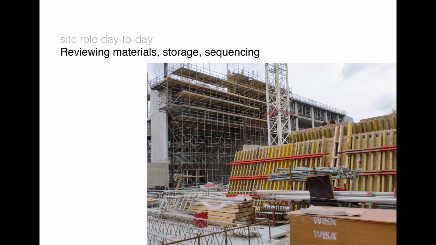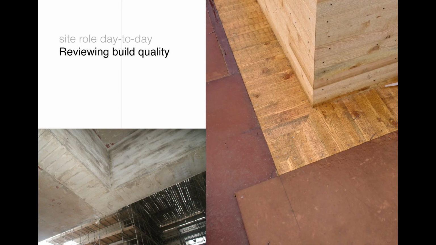But in terms of what materials they're using for that formwork, for example, checking that that's a decent quality ply and it's not a cheap quality ply, which is not going to work when they use it as formwork. How they're storing this timber, how they're propping that formwork, all of that sort of stuff we keep an eye on as we're walking around site on a day-to-day basis. And then probably the main thing that we keep an eye out for is the quality of what's actually being built on site.